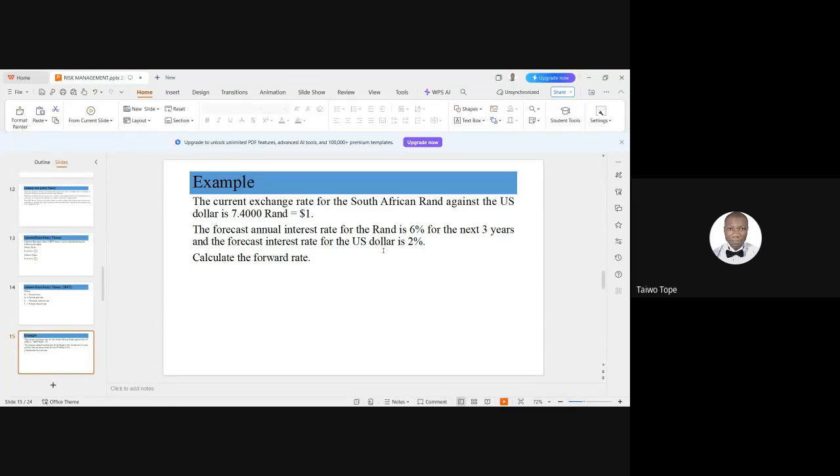So based on this, it's the same approach as the purchasing power parity. For you to compute the forward rate, is this a direct quote or indirect quote? Direct quote. So if this is a direct quote, can you determine the forward rate using the formula we have?